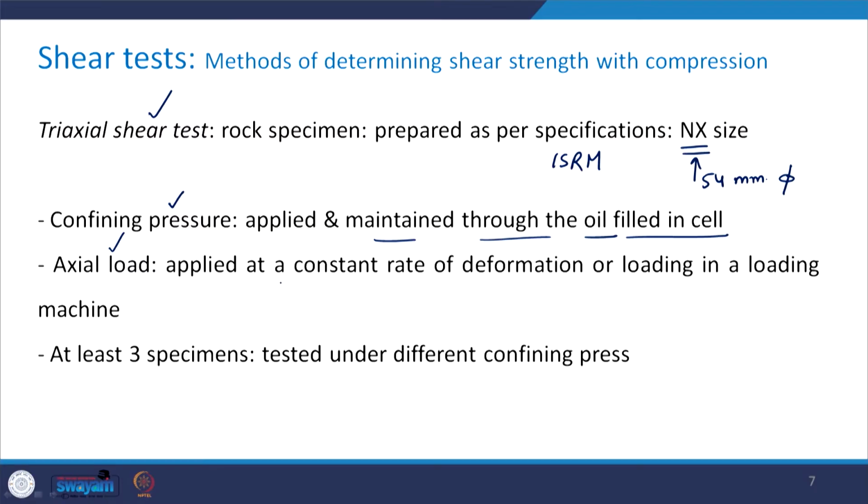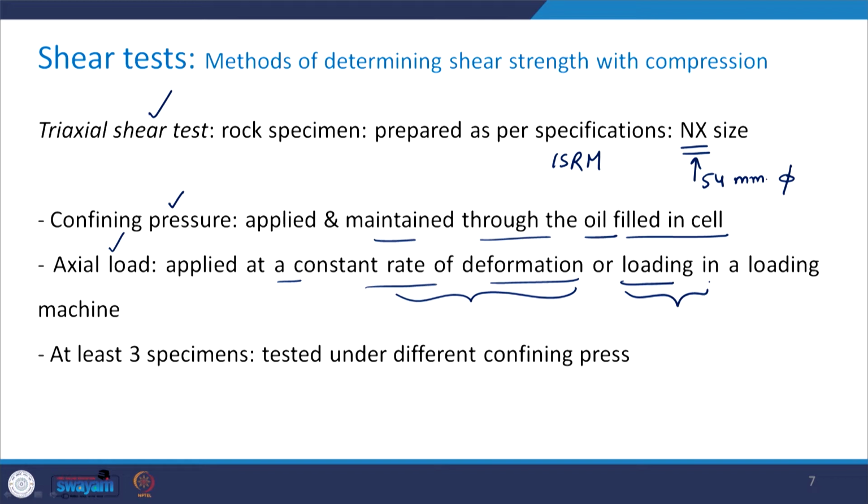Coming to the axial load, this is applied at a constant rate of deformation or loading in a loading machine. So, when you have the constant rate of deformation, you will have a particular, let us say, few mm per minute. And if you have the loading, then you have a particular load per unit time.